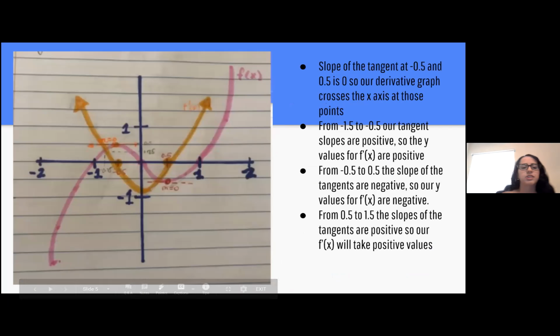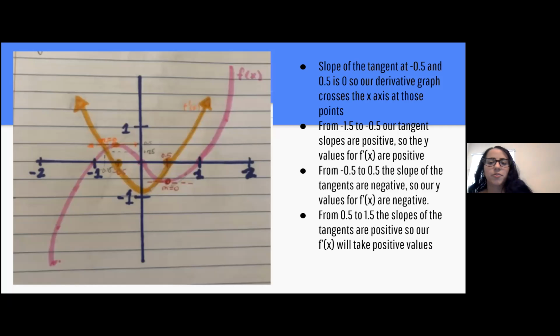Here I actually graphed the derivative. Again, we can see that the slope of the tangent at negative 0.5 and 0.5 is 0, because in the original graph, the slopes of the tangents are 0. So right there, our derivative graph will be crossing the x-axis at those points, at negative 0.5 and 0.5.